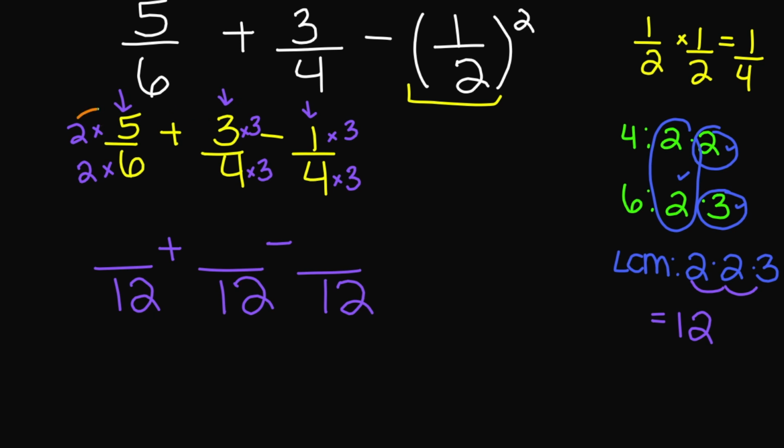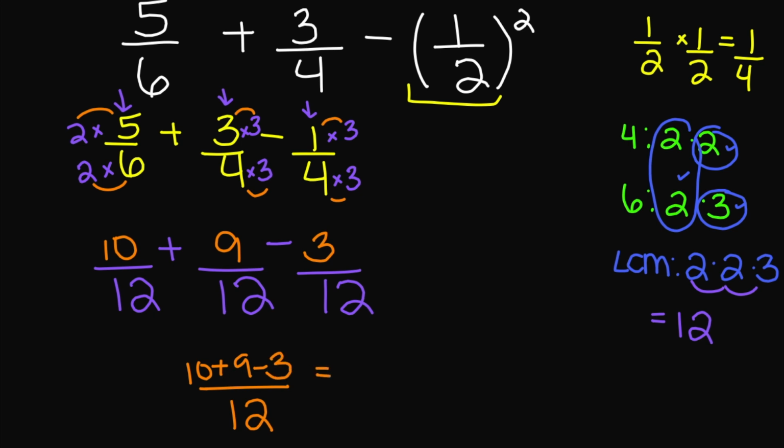Now let's multiply 2 times 5. This is going to be 10. 2 times 6, that's 12. Perfect. 3 times 3 is 9. 4 times 3 is 12. That's perfect. 1 times 3 is 3. And then 4 times 3 is also 12, and that's perfect. Now that my denominators are the same, I'm going to add and subtract my numerators. So we have 10 plus 9. This is going to be 19 minus 3 over 12. So your numerator, 19 minus 3, this is going to equal 16 over 12.